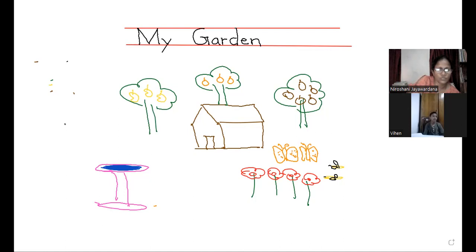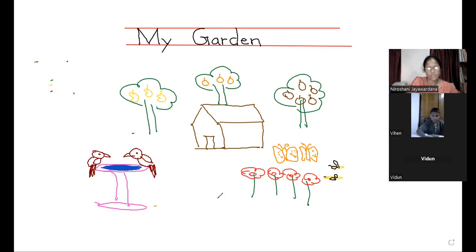Then you want to draw two birds in the bird bath. Birds are also there in the garden. We don't want to draw fast. Birds are there in the garden. Trees, flowers, butterflies, bees, right? Then there is a pond also.